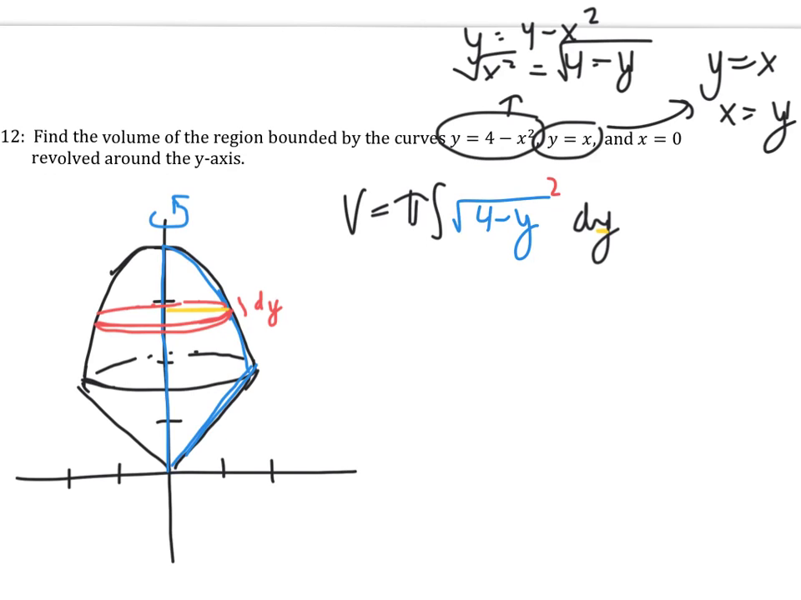And I have a slight problem here. Slicing my discs horizontally, I'm going to have a radius of the square root of 4 minus y until I get to this point down here. And then after this, my radius actually changes. If we do a disc at the bottom, let me use a different color. So we'll use a purple down here.